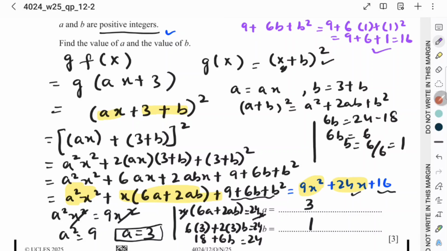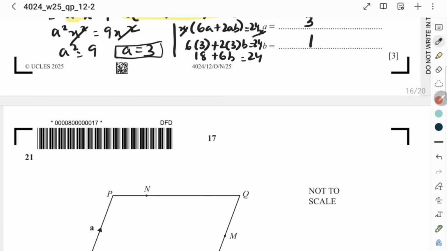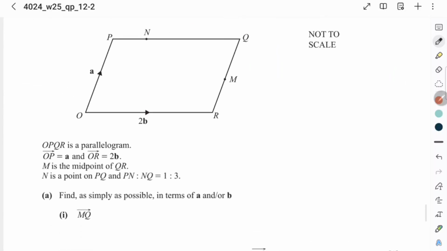Okay, next question now. Question 21. In question number 21, we have a parallelogram OPQR. OP is a, QR is 2b, M is a midpoint. Midpoint means this is half a and this is also half a, because OP is a. Opposite sides are equal and parallel. Okay, the same thing for the other side, that this is 2b, so the whole will be equal to 2b.